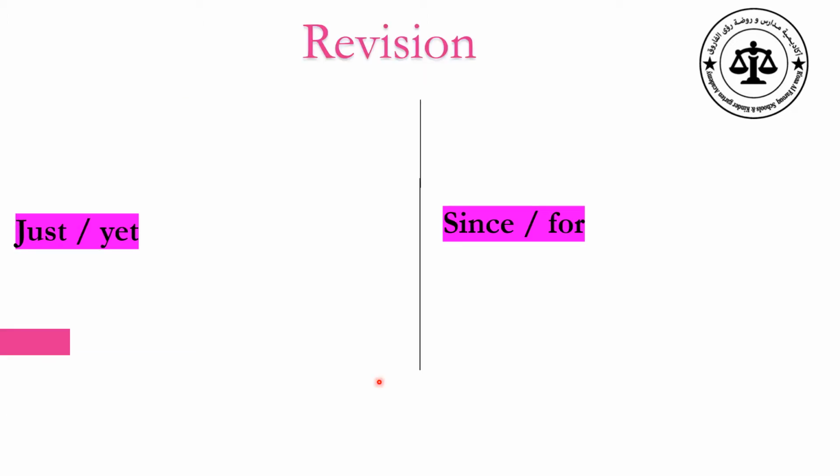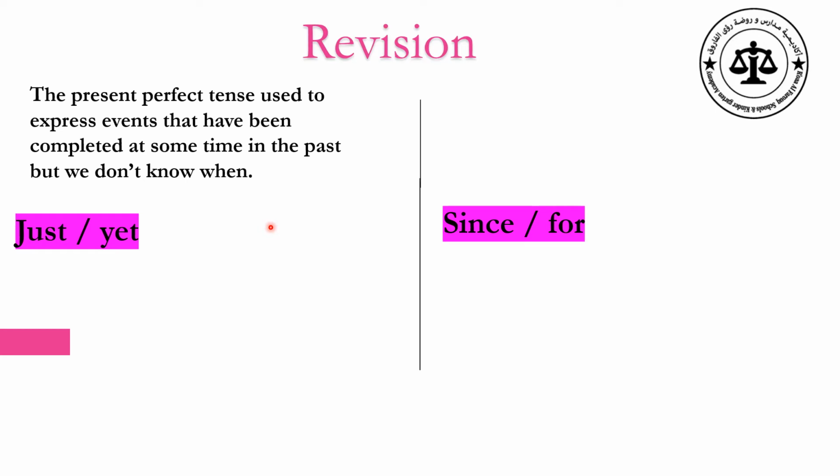In a previous lesson, we talked about the present perfect. What do we mean by present perfect, or when can we use it? Excellent, we use it to express events that have been completed at some time in the past, but we don't know when. And we said that in the present perfect, we use two helping verbs. What are they? Excellent, has or have with the verb. Bravo, past participle. So, has and have must be followed by verb 3. Has with singular and have with plural.